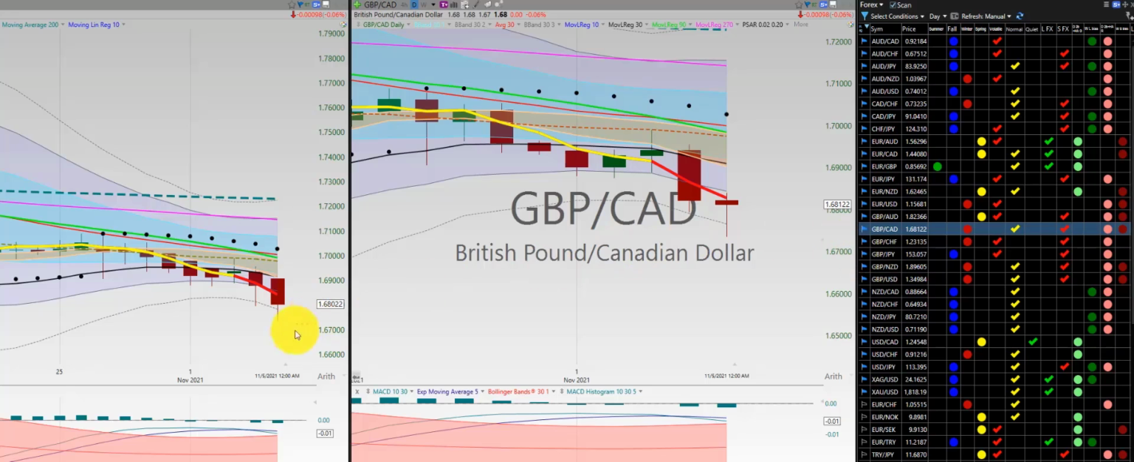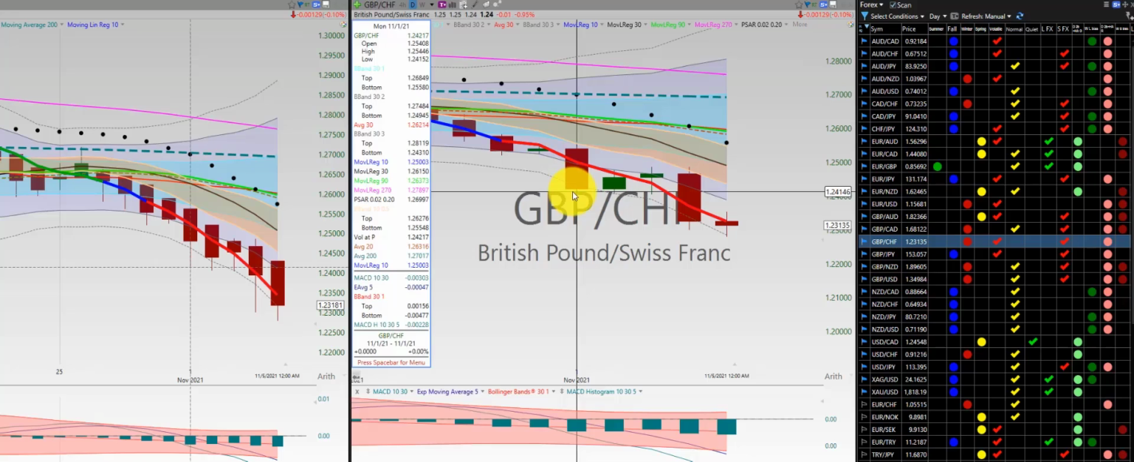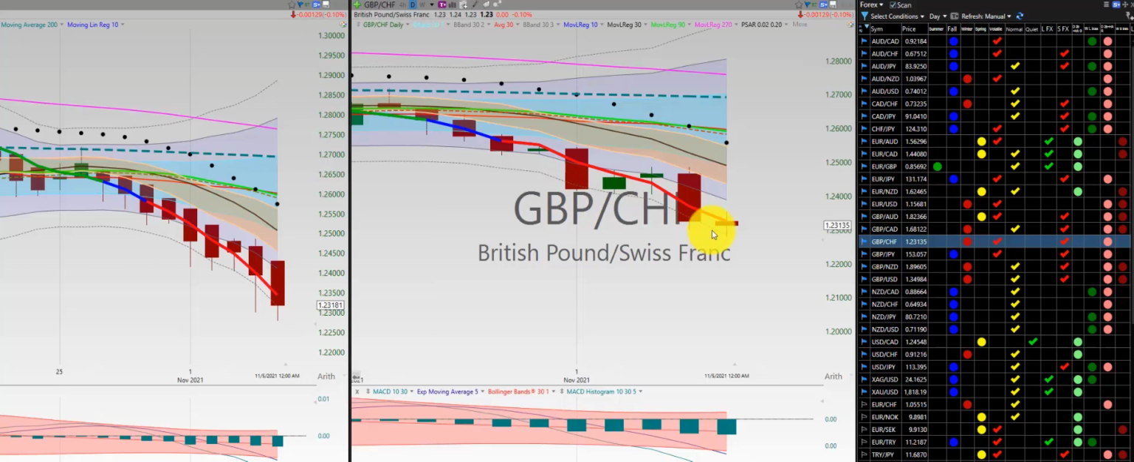Out at the Heikin Z3. British pound, Swiss franc, no trade here, past the Z3, and no trade the whole week. All running up against the Z3. Very risky trade to be trading the Z3.